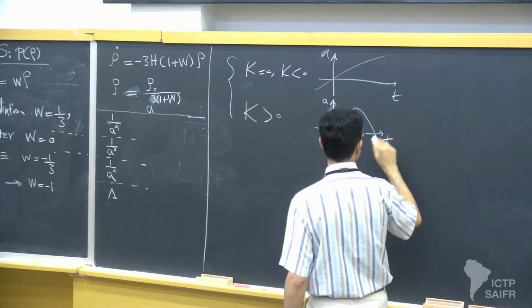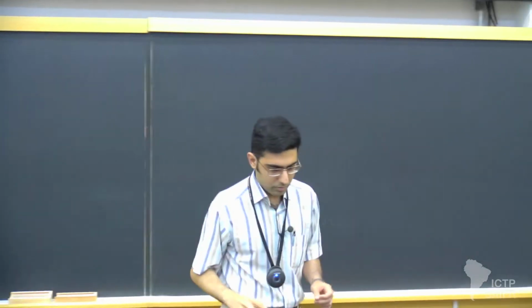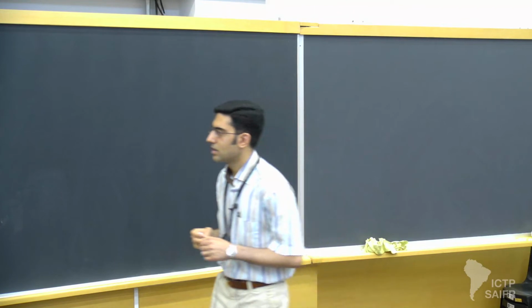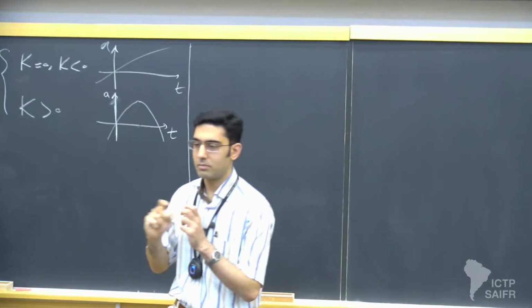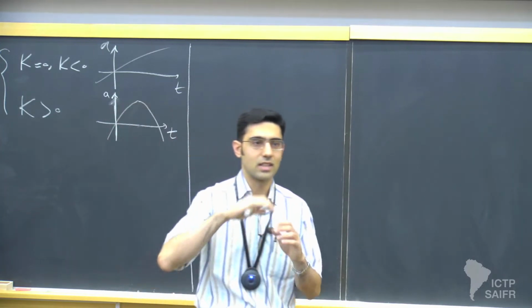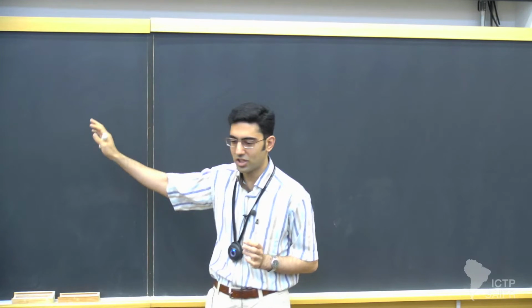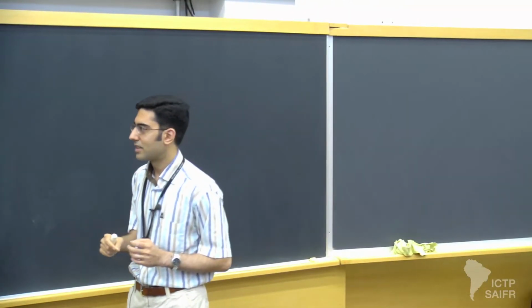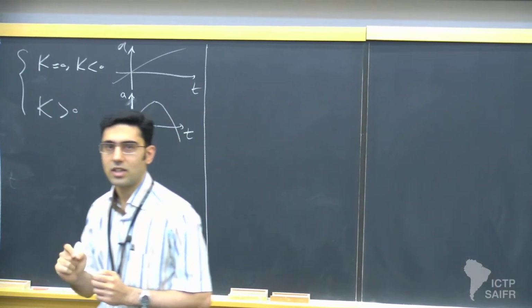So this is something that I'll probably ask you to do in the exercises. You can ask, can we come up with some combination of these components so that the universe is static? And it's actually possible. That's called Einstein's static universe. But you see that Einstein's static universe is actually unstable.